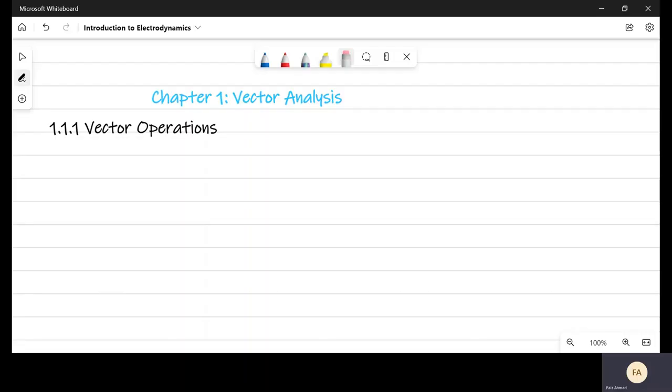We will continue with vector operations, and we were discussing vector multiplication, and vector multiplication is not simple. It can have three different types of multiplication. And the first type of multiplication is multiplication by scalar.